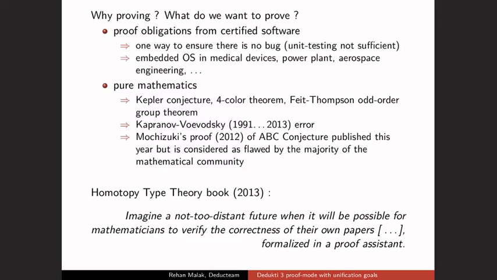We could also mention a proof of a famous arithmetic conjecture, the ABC conjecture, which was published during the first lockdown, but is considered as flawed by the majority of the experts in algebraic geometry and arithmetic. So it would be nice to imagine a not so distant future when mathematical articles will be submitted directly with their proofs in a proof assistant.